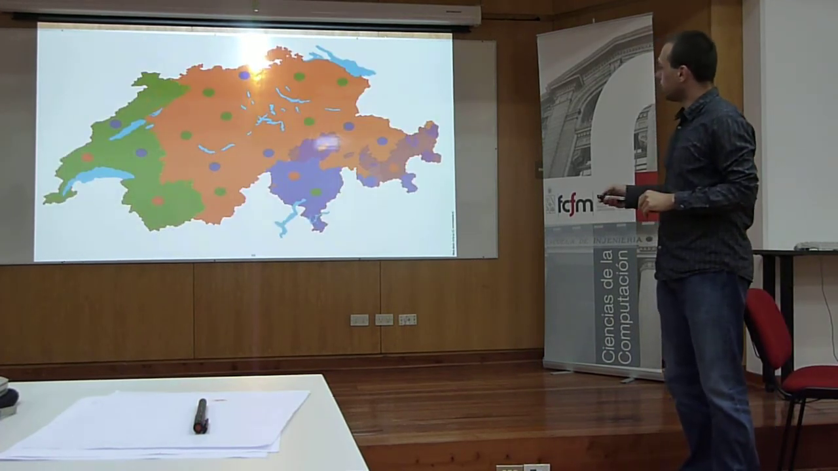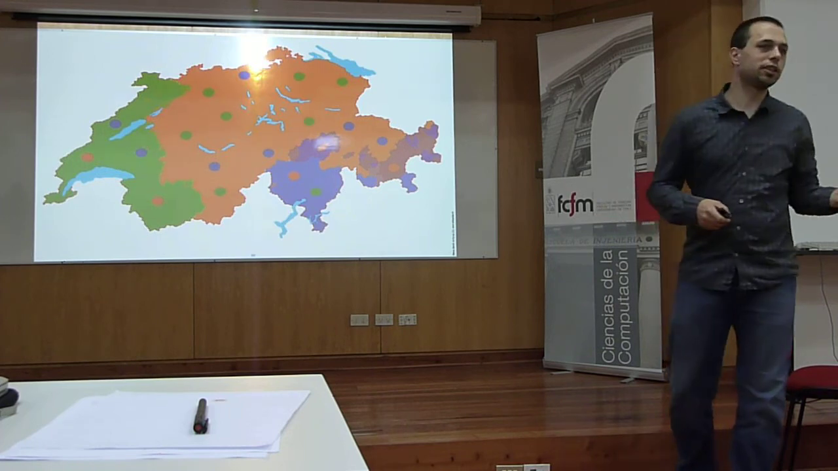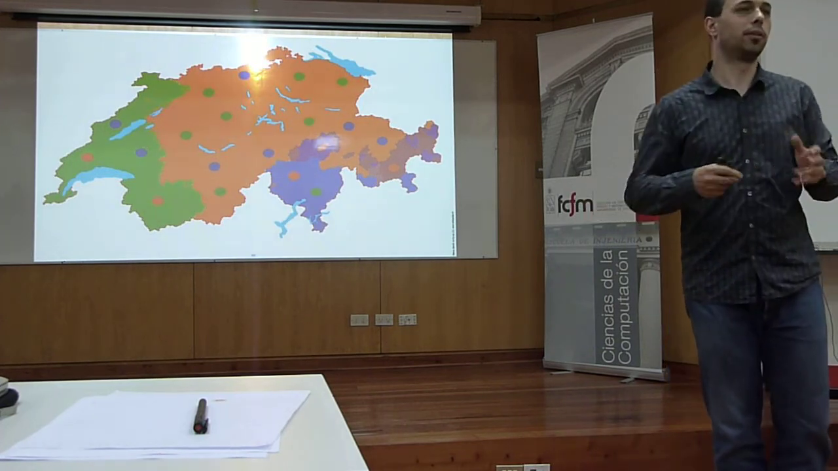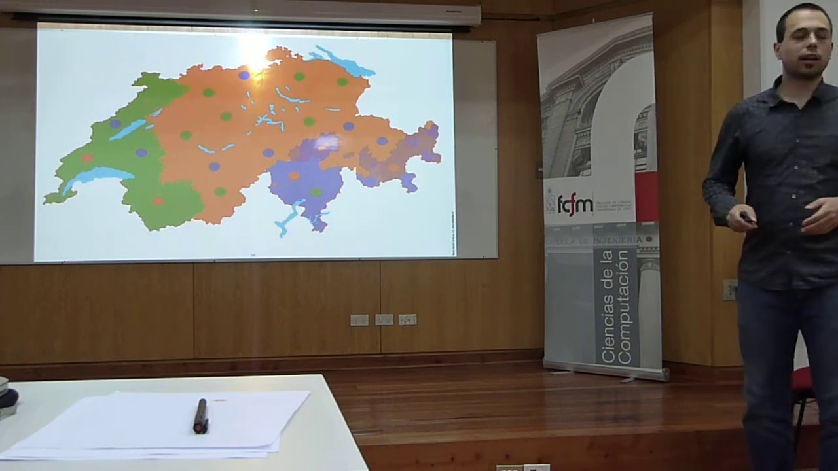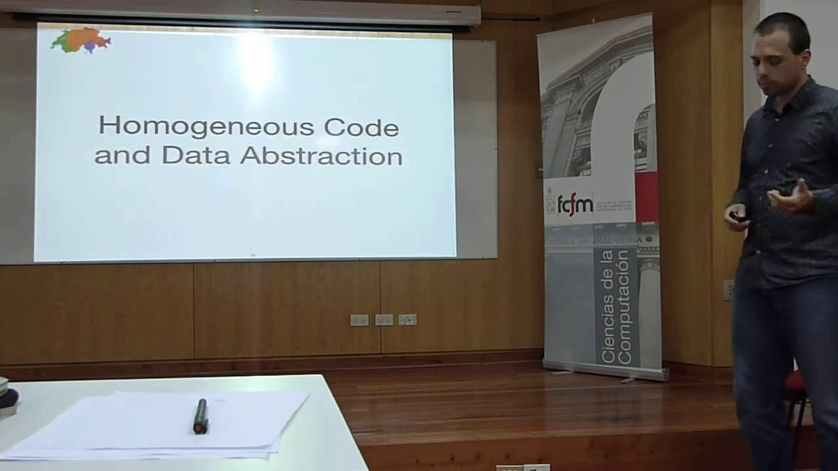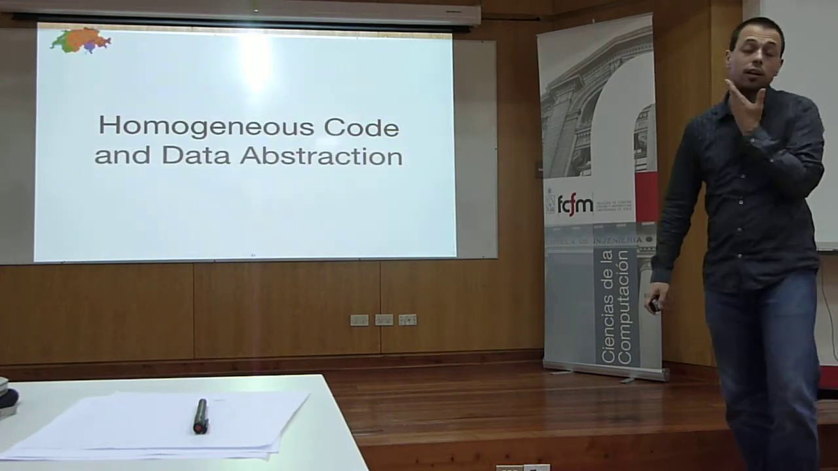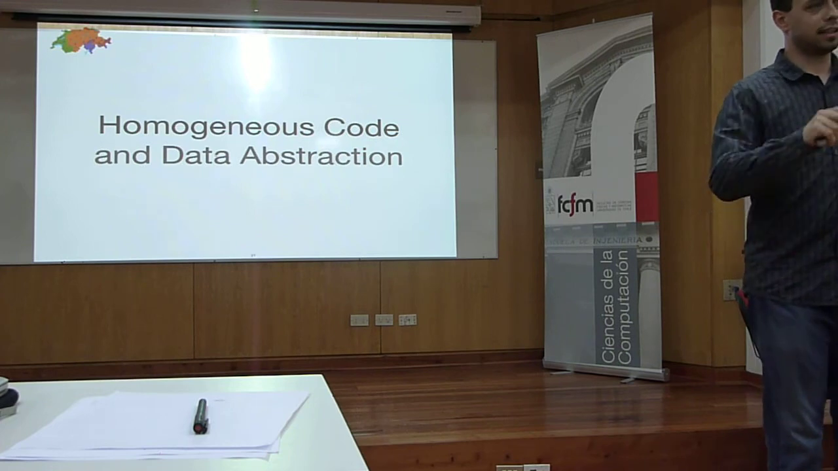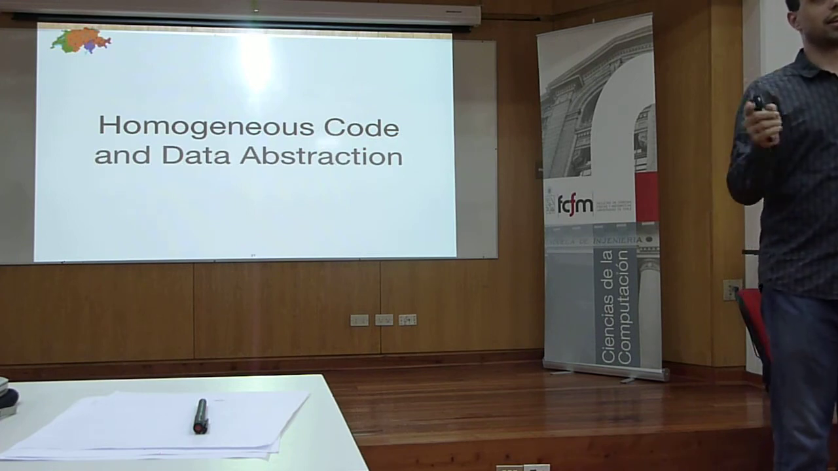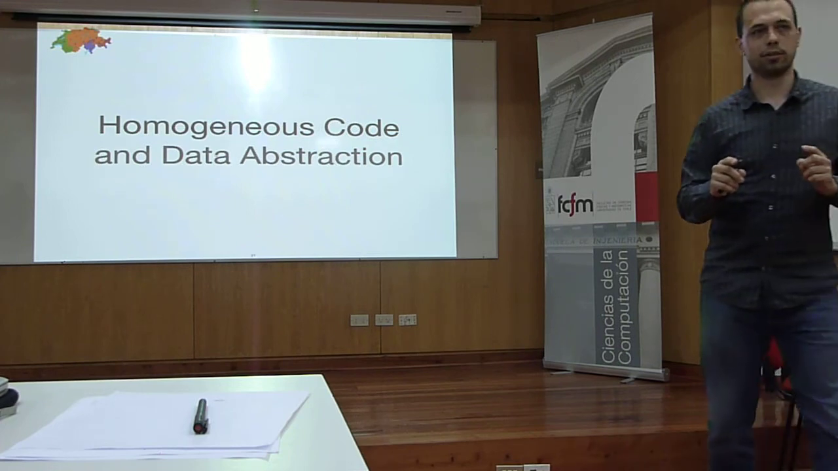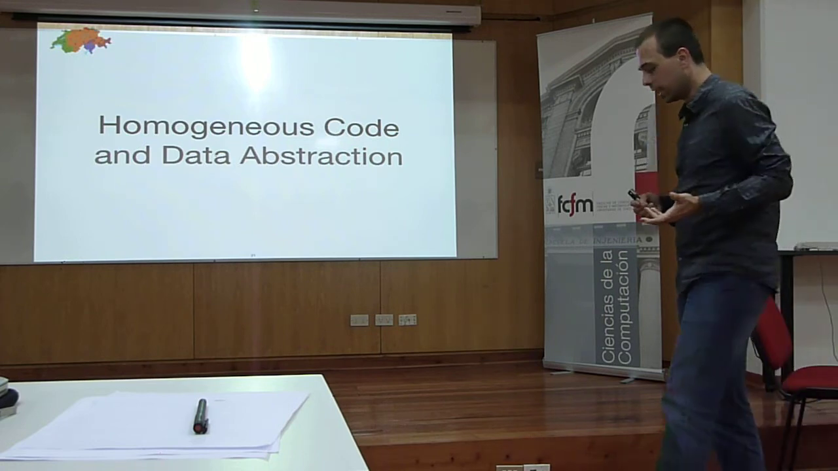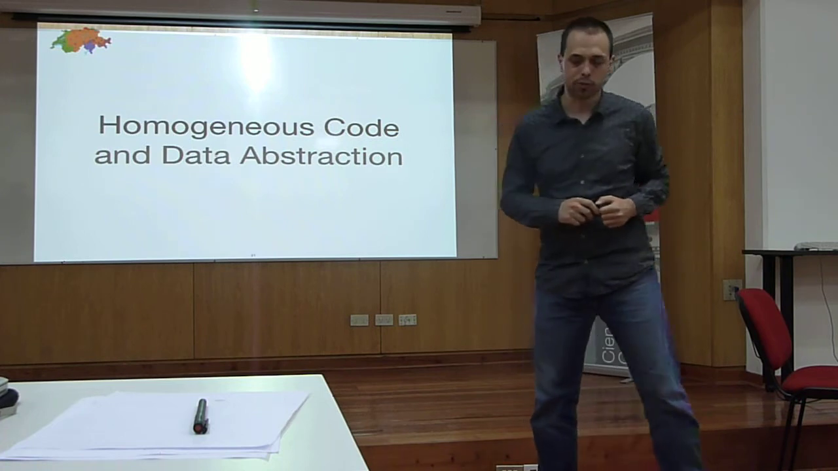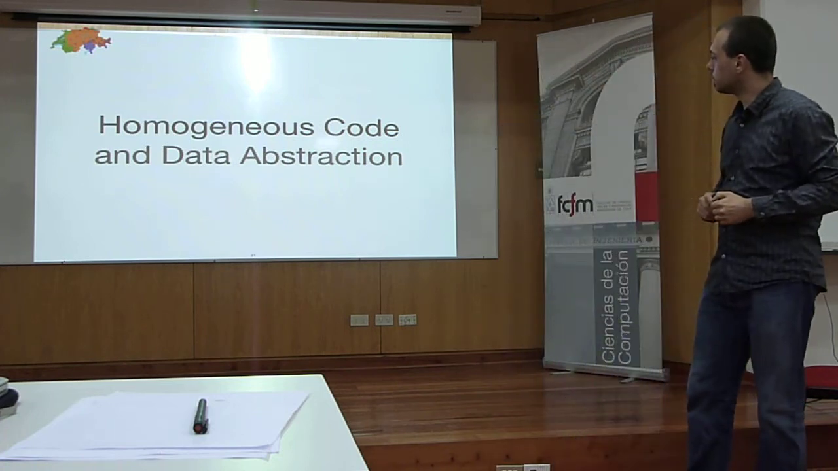Another interesting thing in Switzerland is that people sometimes live in the French-speaking part but work in the German-speaking part, and so on. So people are quite a lot moving around. Similarly, we want homogeneous code and data abstraction, which means that the flow of code can go between different languages, and you can pass objects back and forth between different languages without needing complicated conversion between the languages.